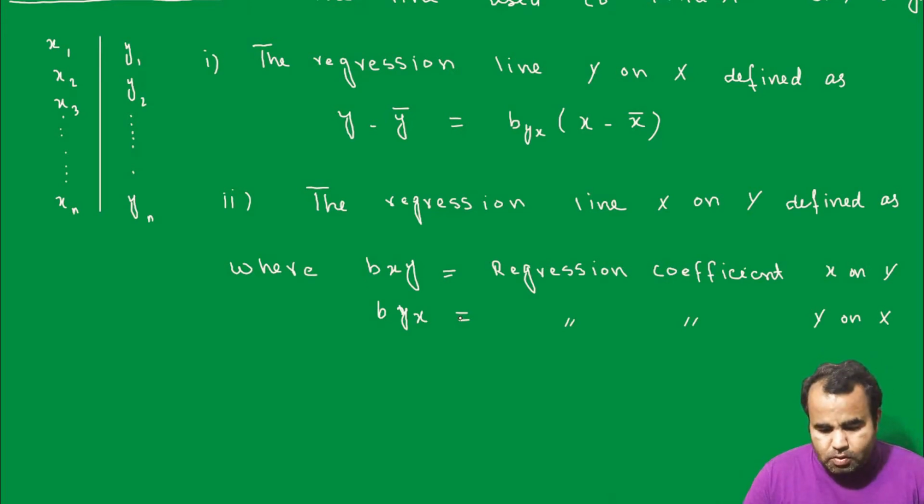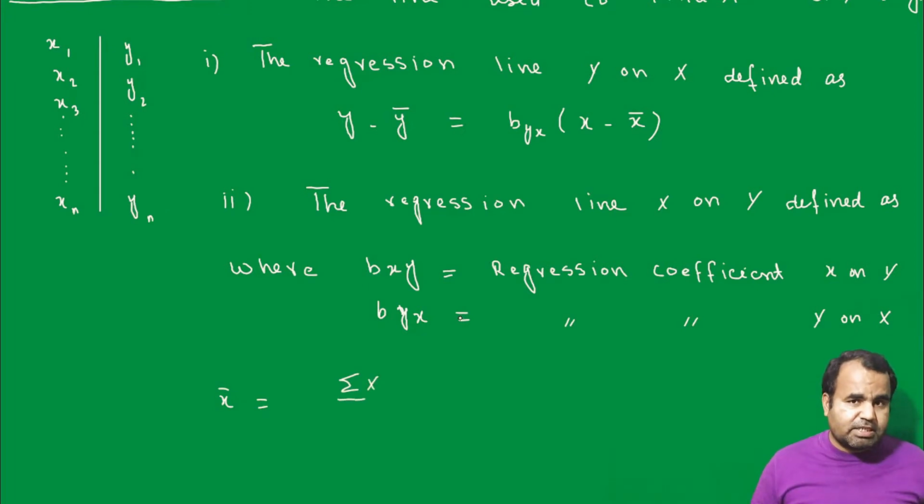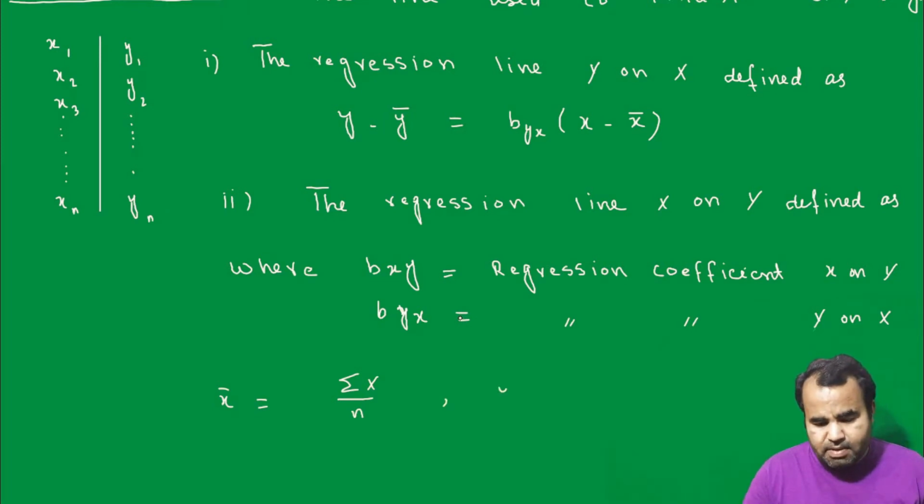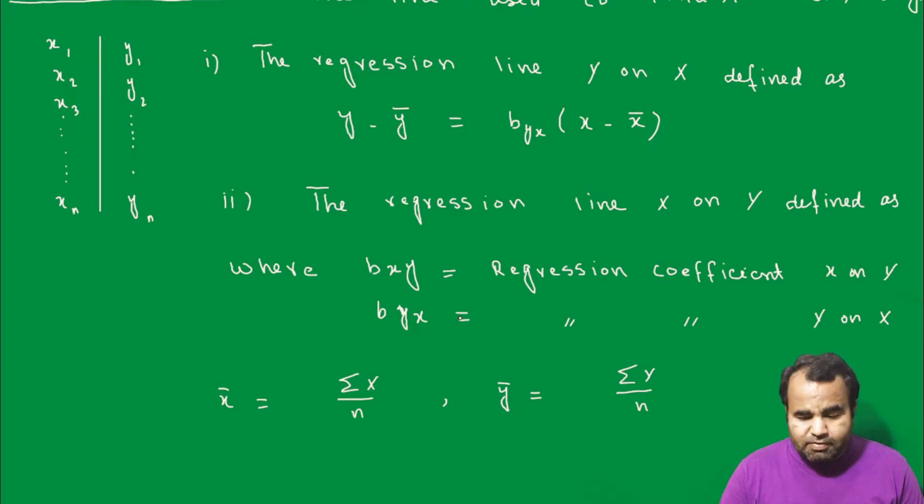x bar can also be written as, as I have already explained, the arithmetic mean: summation x divided by n, and y bar is equal to summation y divided by n. We add all the values of x divided by the total number of values, and all the values of y divided by the total number of values.